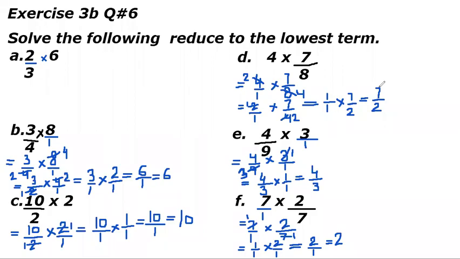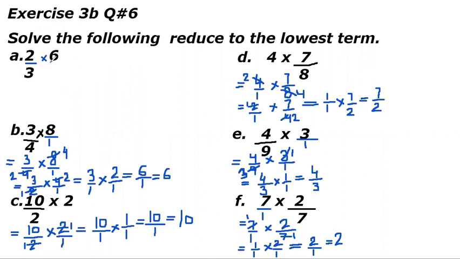Students, now we will do exercise 3B, question number 6. Solve the following. Reduce to the lowest term. 2 upon 3 multiplied by 6. In this question, we will see that 2 by 3 is a fraction and 6 is a whole number.